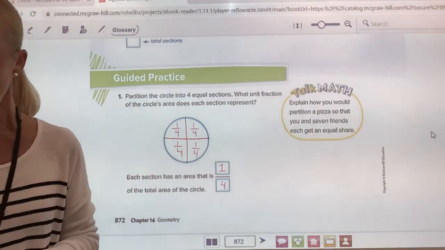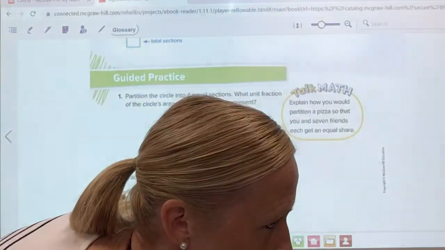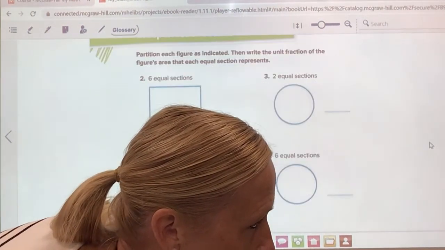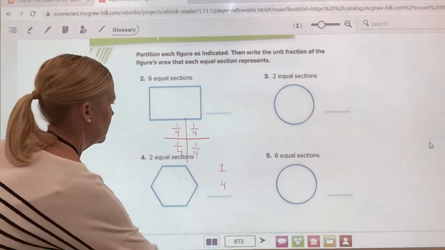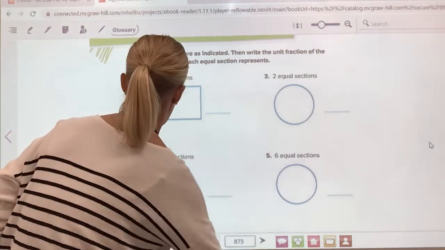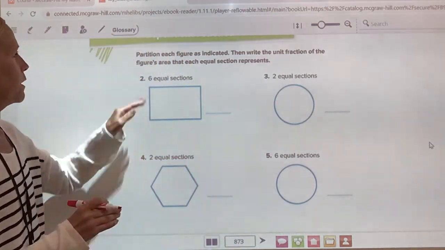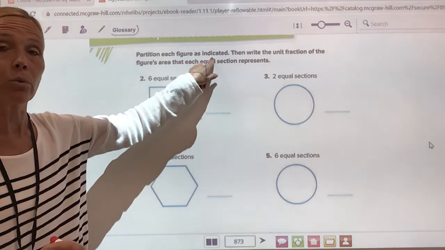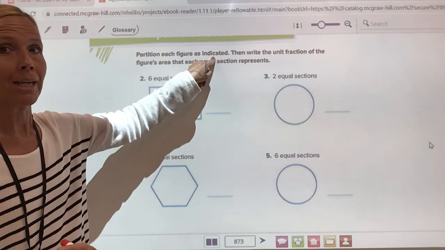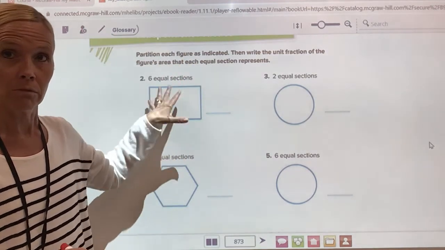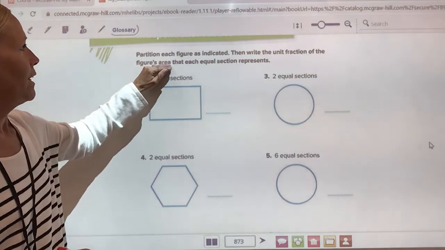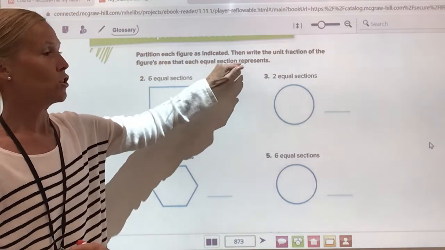All right, so on the next page, what you're going to be working on your own, it says, partition each figure as indicated. Okay, indicated, remember that's that word, we've used it quite a bit this year. Indicated means whatever they tell you. Okay, then write the unit fraction of the figure's area that each equal section represents.